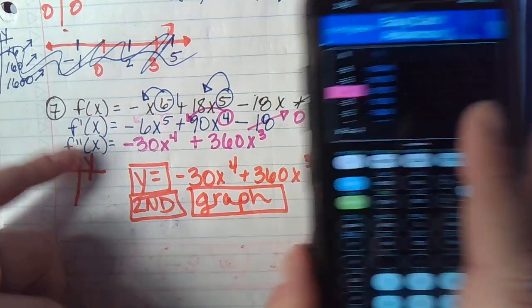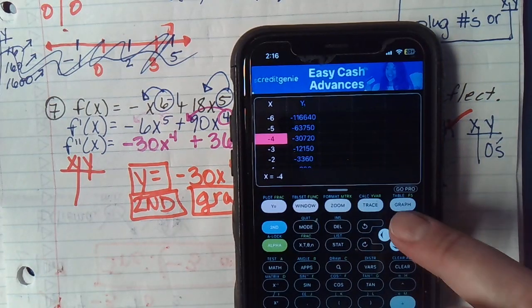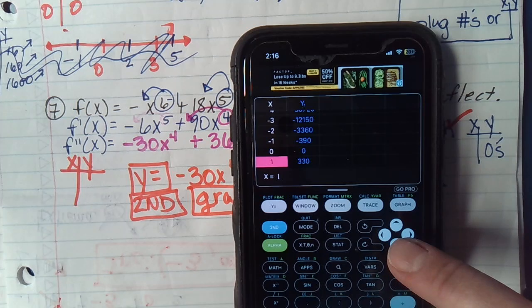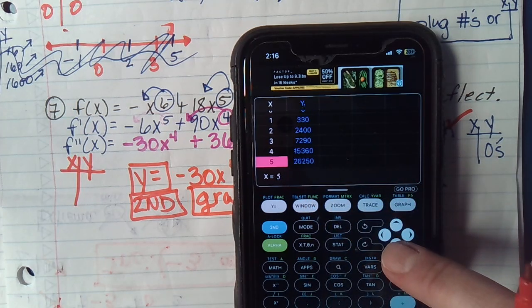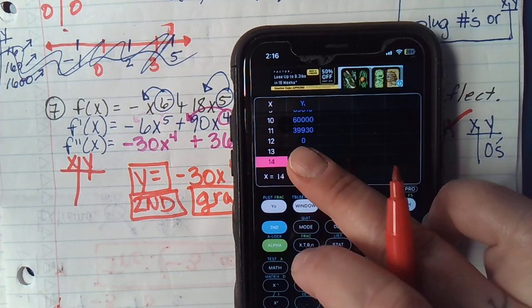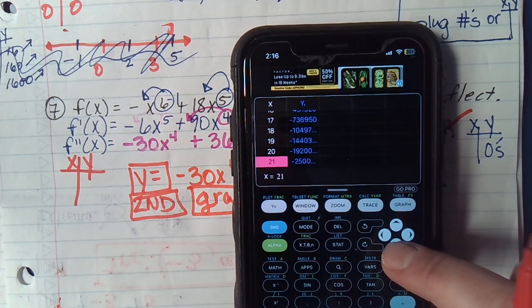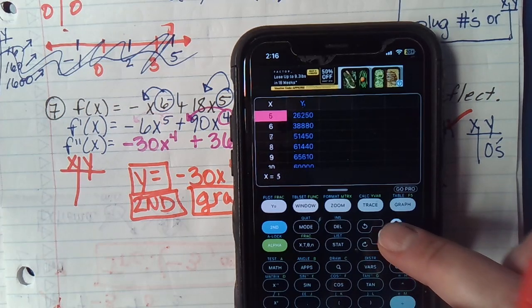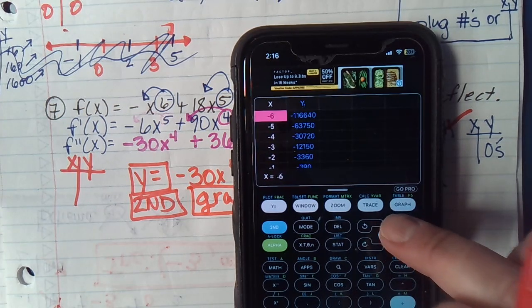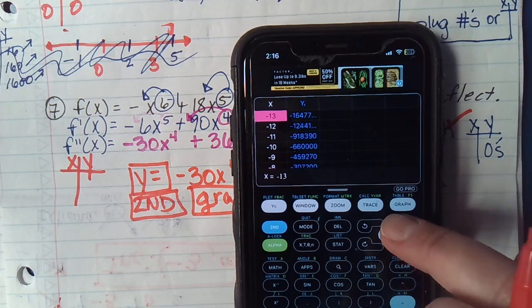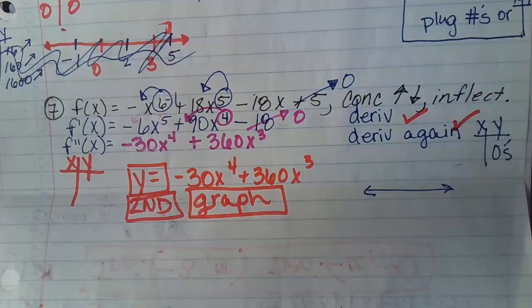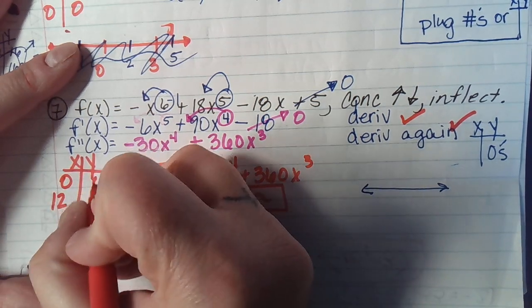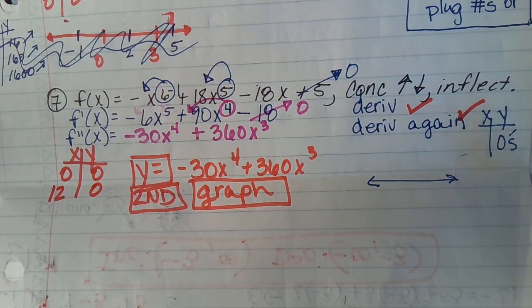All right, and look for when there's zeros in the y's. Ooh. There's one. There was another one at 12. Let me go check negative 12 just in case. Yeah, that's all the zeros. Okay, so we had 0 and 12. Both had zeros across from them.